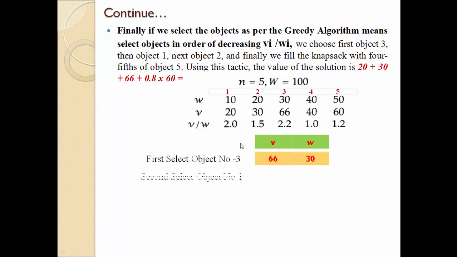So select object number 1. Then the value of the knapsack will be 66 plus 20, that is 86, and the weight will be 30 plus 10, that is 40. So 40 is less than 100. So we can select another object.